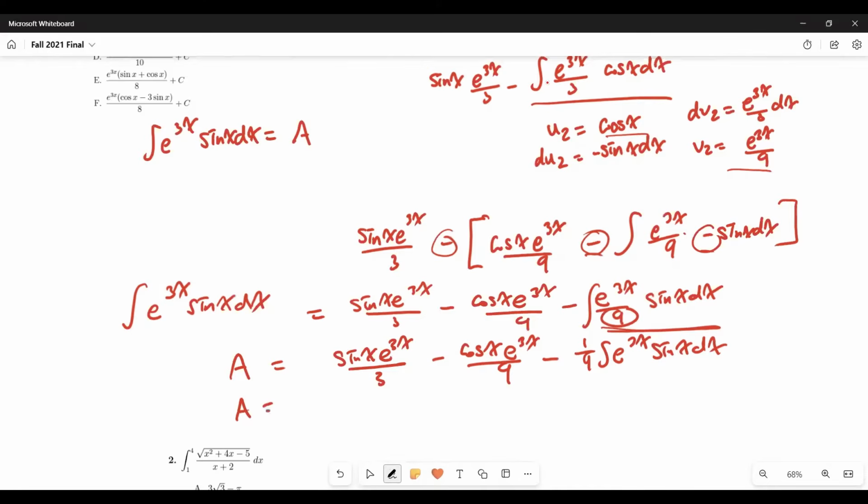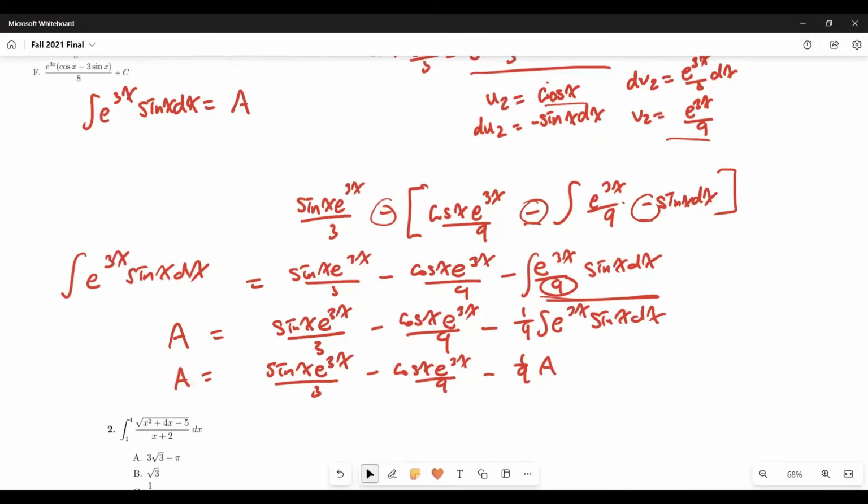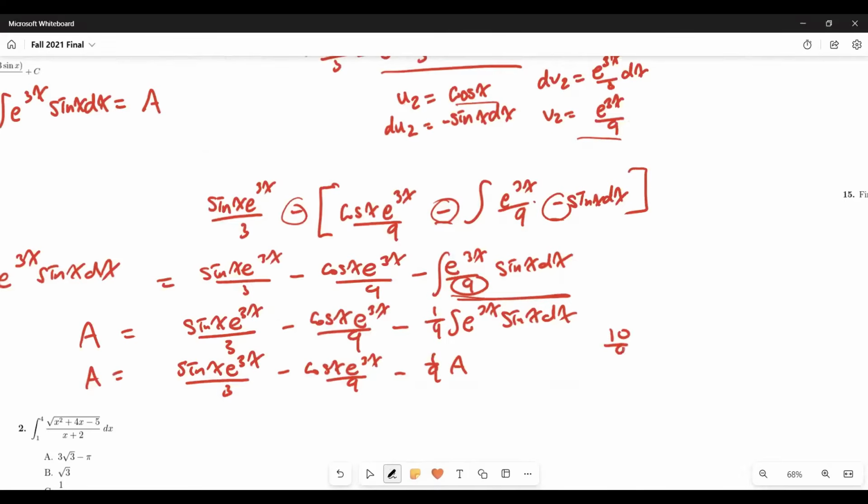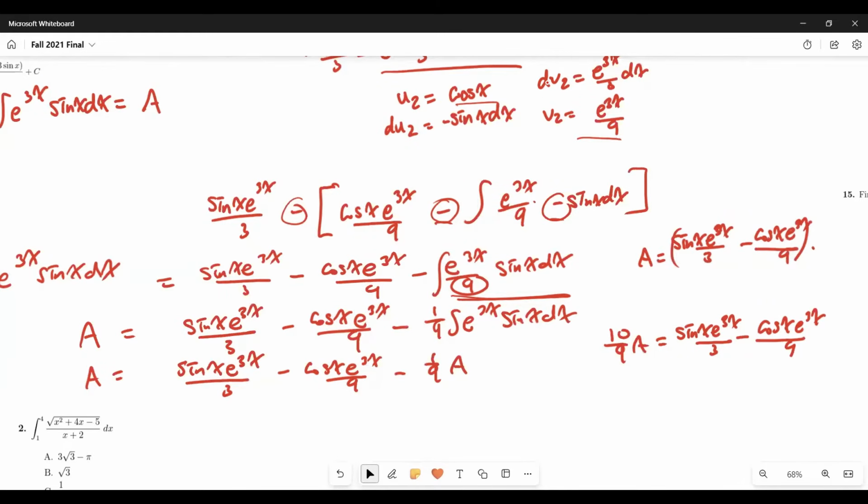So you can write A is equal to sine x e to the 3x over 3 minus cosine of x e to the 3x over 9 minus 1 over 9 A, and you can group them by A. So this will be 10 over 9 A is equal to sine x e to the 3x over 3 minus cosine of x e to the 3x over 9. If you divide by 10 over 9, A is equal to that expression multiplied by the reciprocal of 10 over 9, which is 9 over 10.